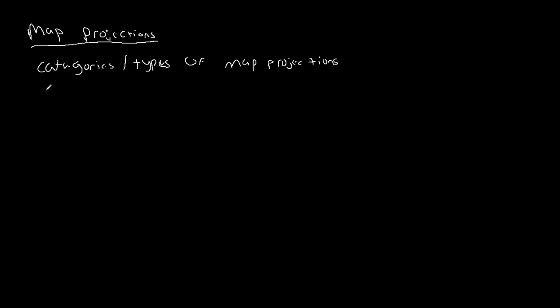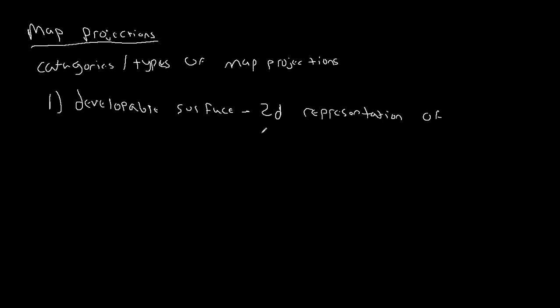But before we do that, there are two sort of terms that we need to be comfortable with. The first is this idea of what's called a developable surface. And a developable surface is just really a 2D representation of the surface on which we would make the map.